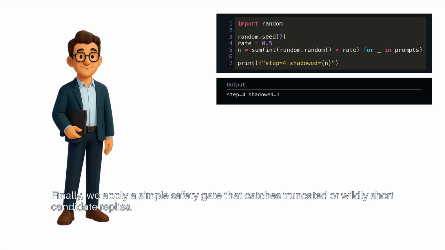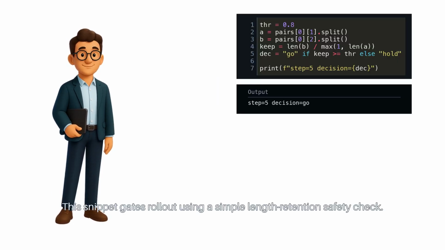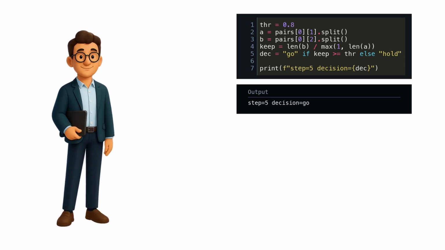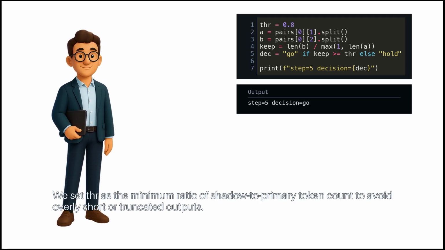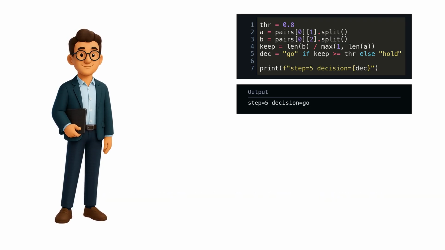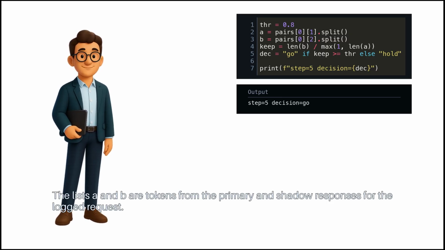Finally, we apply a simple safety gate that catches truncated or wildly short candidate replies. This snippet gates rollout using a simple length retention safety check. We set thra as the minimum ratio of shadow to primary token count to avoid overly short or truncated outputs. The lists A and B are tokens from the primary and shadow responses for the logged request.